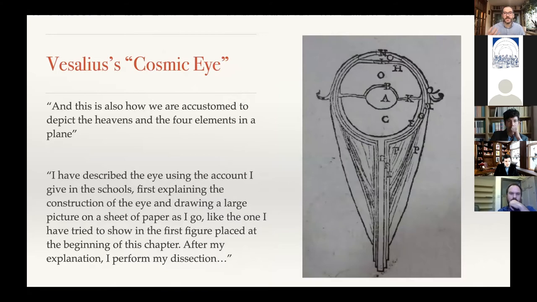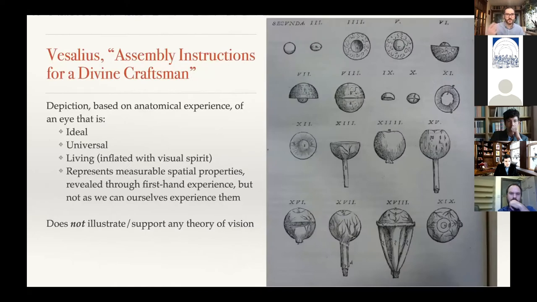And he says that he draws this eye before he dissects in the schools in order to bring order to this very messy dissection, fluid parts and very tough membranes and so on and so forth. So this image is reminiscent of astronomical diagrams, but also a transformation of the visual traditions that came before. And what you get is an interesting possibility after Vesalius, which we'll see in a little bit.